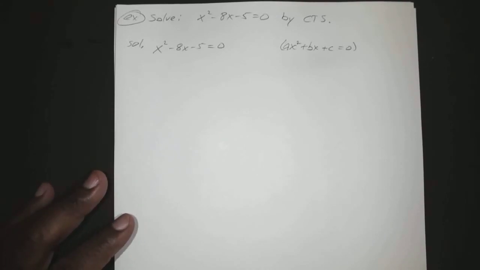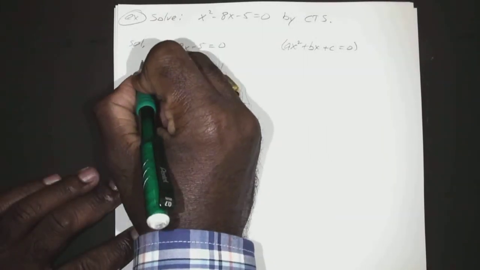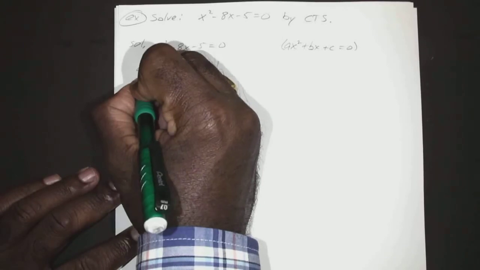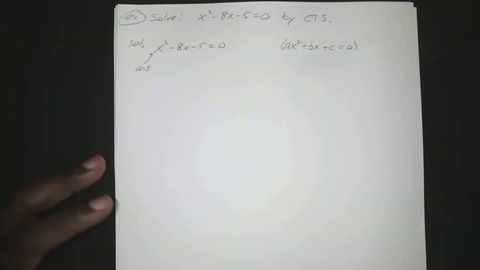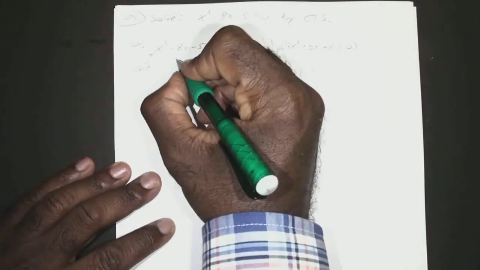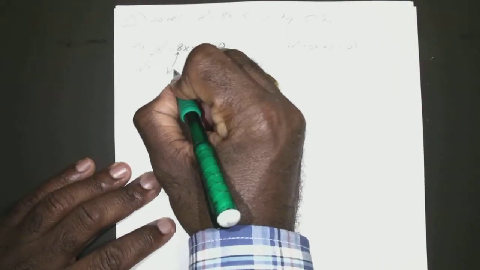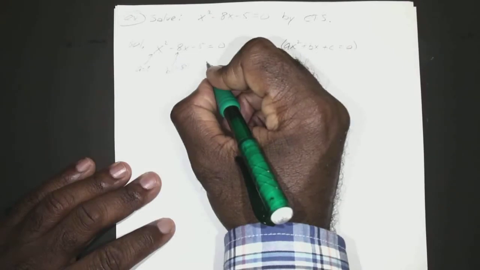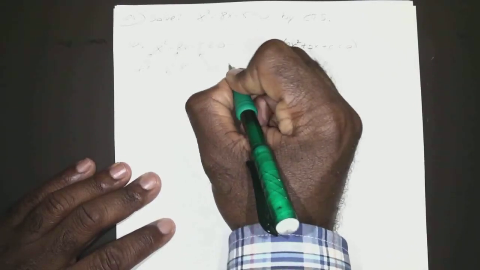Okay. So remember, for your first step, your a is equal to 1. So when your a is equal to 1, you can go right to step 2. But we know your a is equal to 1, your b is equal to -8, and your c is equal to -5.